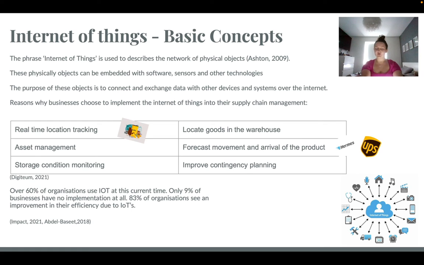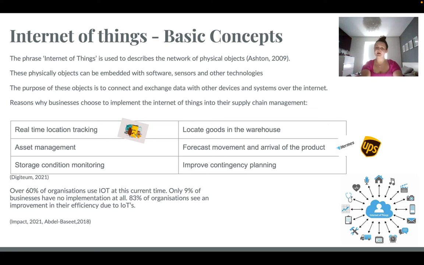Another key issue is the ability to forecast the movement and the arrival of products. This is extremely prominent in online retail shopping that uses courier services such as Hermes and UPS to find out where their products are and also provide this information to their customers. The use of barcodes and scanners enables this.